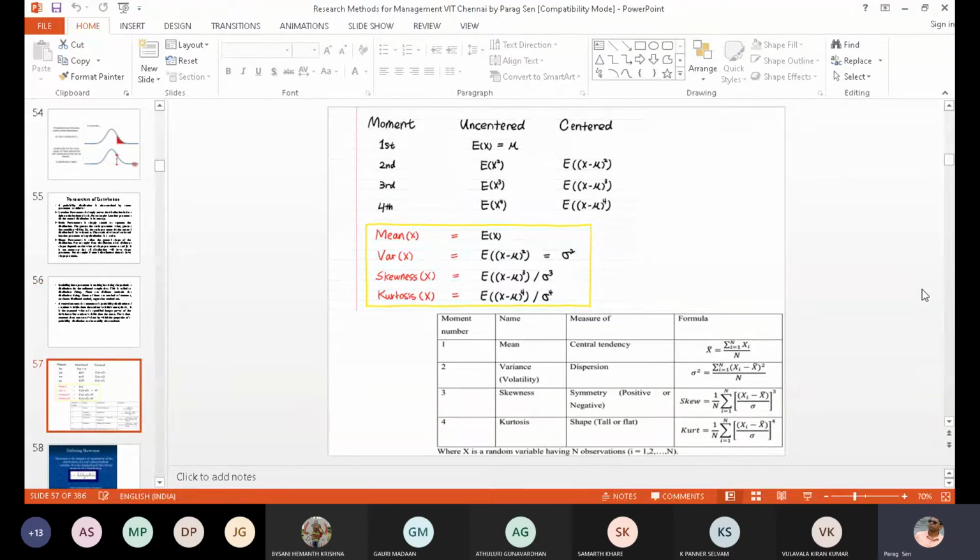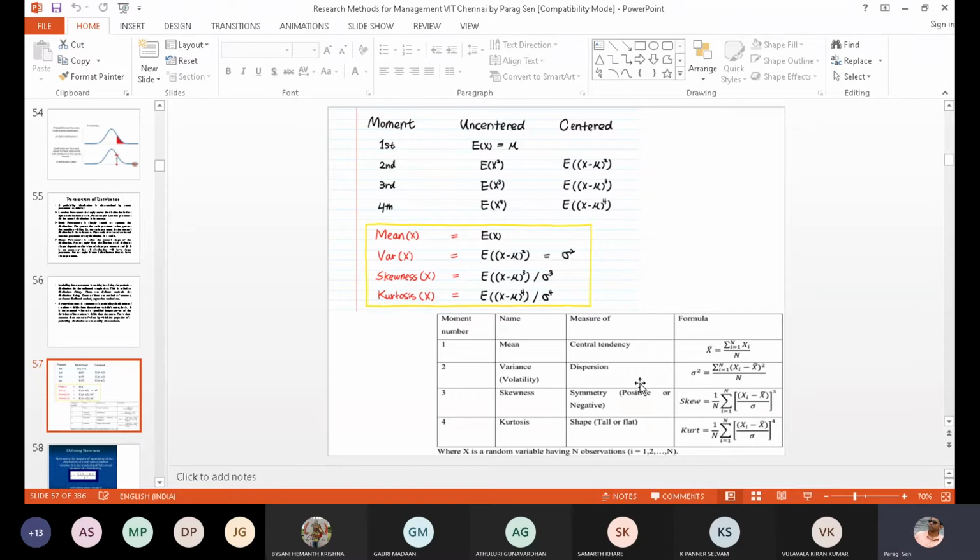Let's take a look at the next slide. Okay, you can see here, this is given for the normal distribution. We know the mean, many times we have talked about the mean. So what is mean? Mean is the measure of central tendency. The formula is given here. This is termed moment number one. Then the variance. Variance is the measure of dispersion. Here the formula is given. It is moment number two.